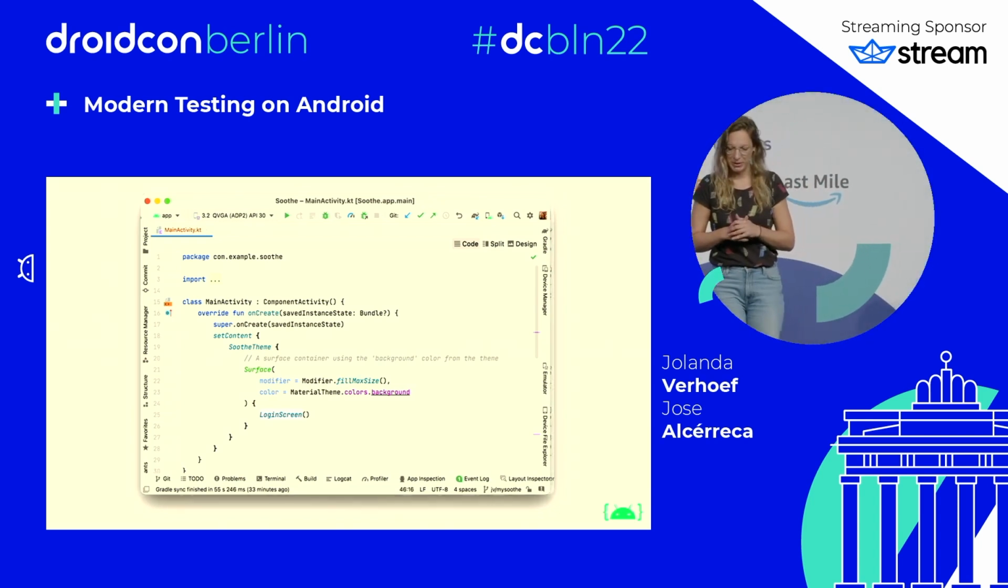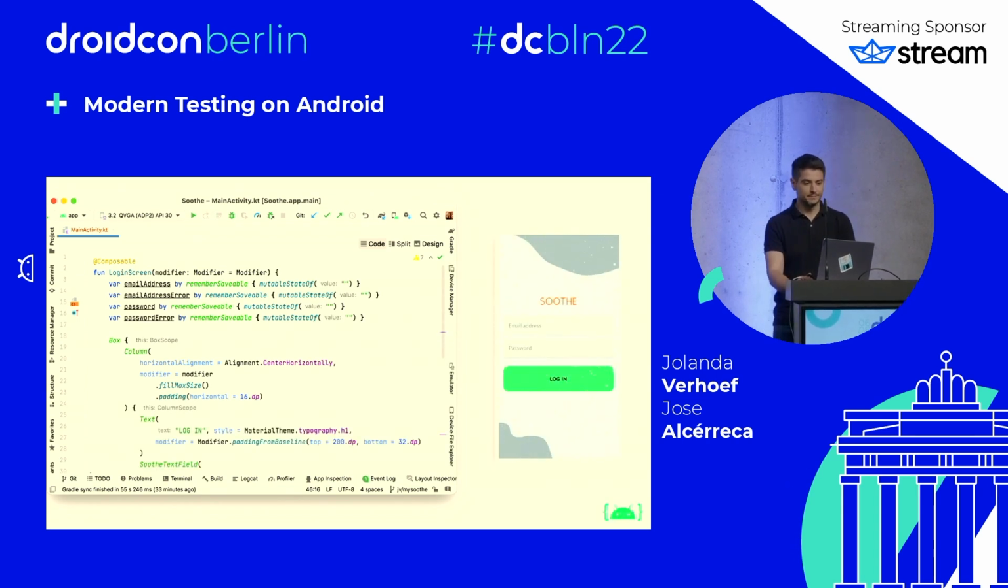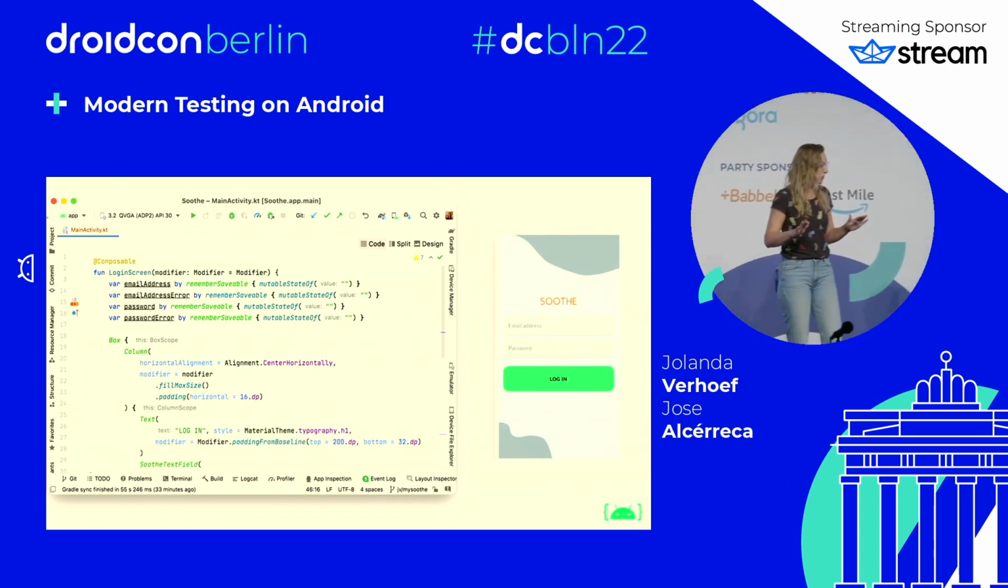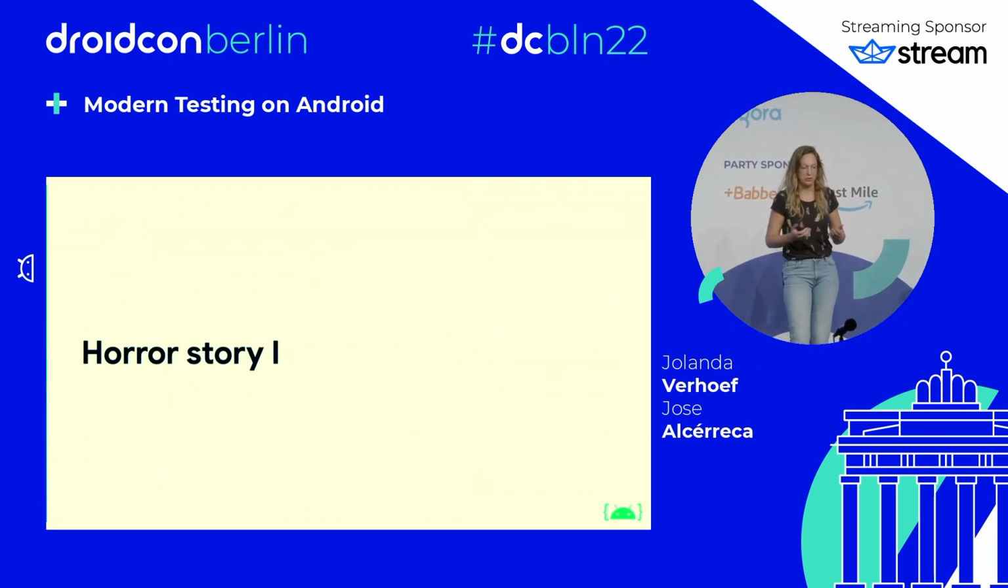OK. So I'll create a form with a couple of text fields in Compose, and I'm done. Wow, you made a login screen? No tests? Nope. What could possibly go wrong? Let's try to figure out with our first horror story.